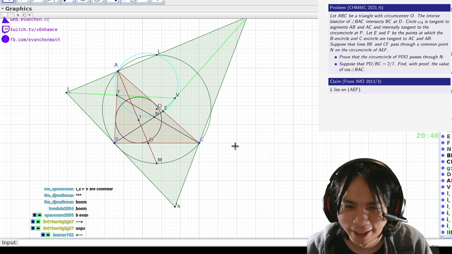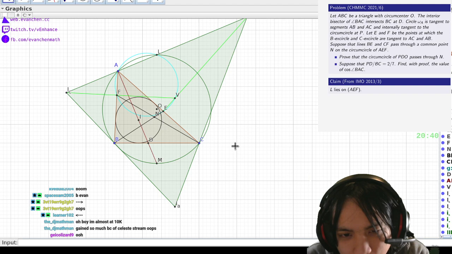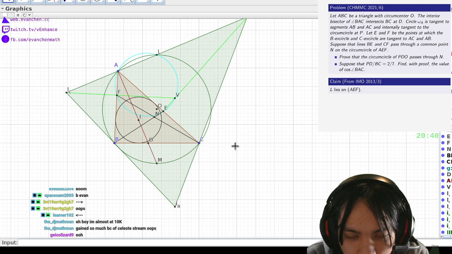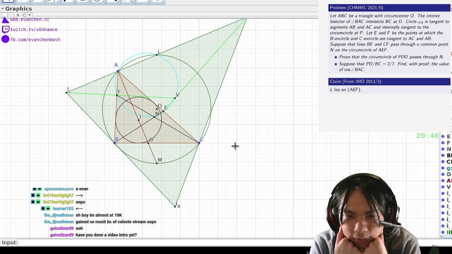Oh, does that help me? I'm so confused why I is there though. So if N lies on AEF, then does something happen? It's like if BE and CF meet at a certain angle.